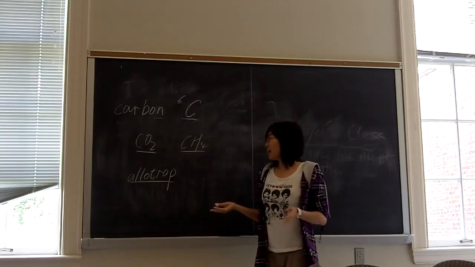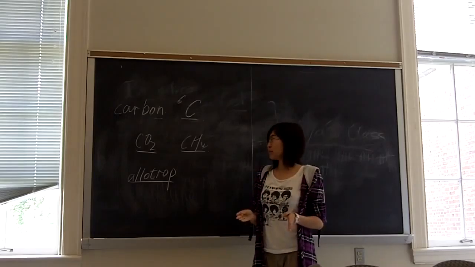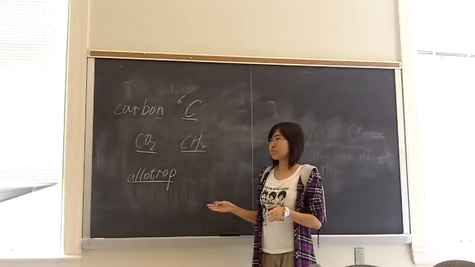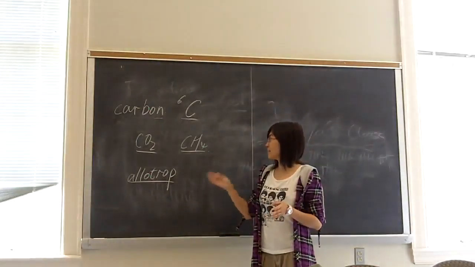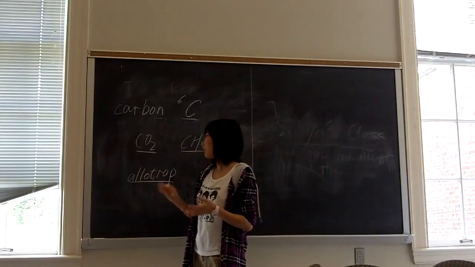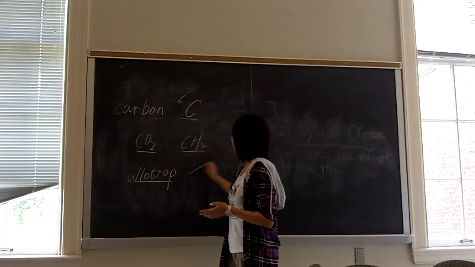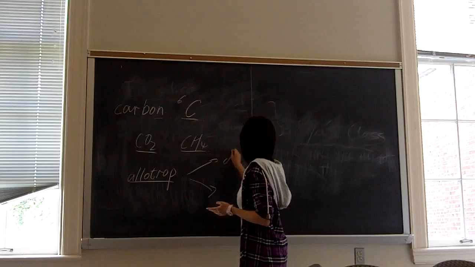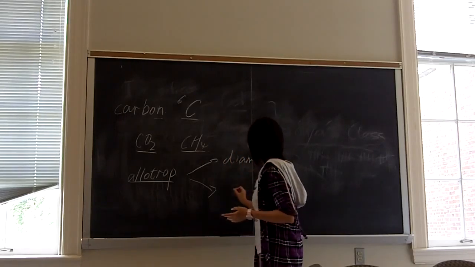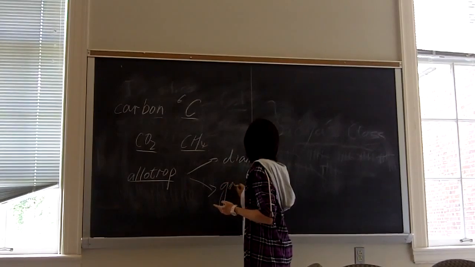It means, for example, two materials have the same composition but a different chemical structure. So in this case, carbon has two popular allotropes, that is diamond, and the second one is graphite.